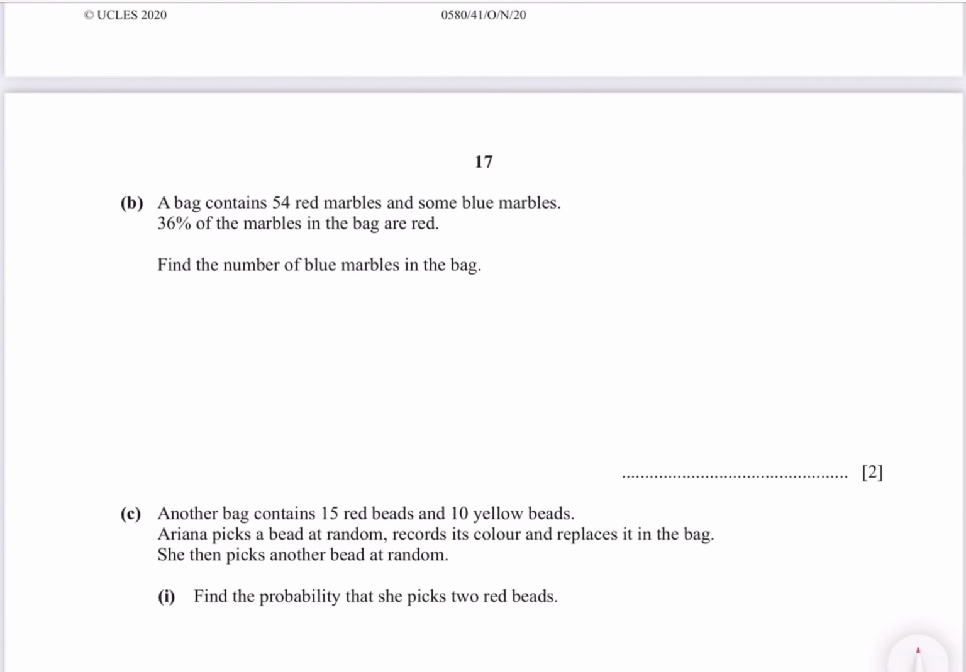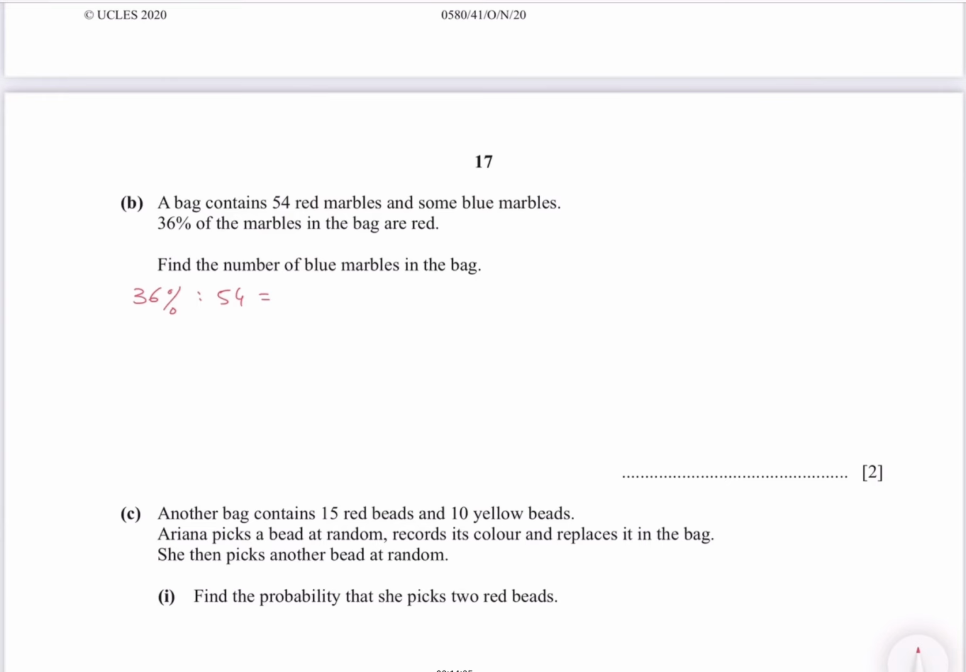A bag contains 54 red marbles, some blue marbles. 36% of the marbles in the bag are red. Find the number of blue marbles in the bag. So a 36%, a ratio of 54.